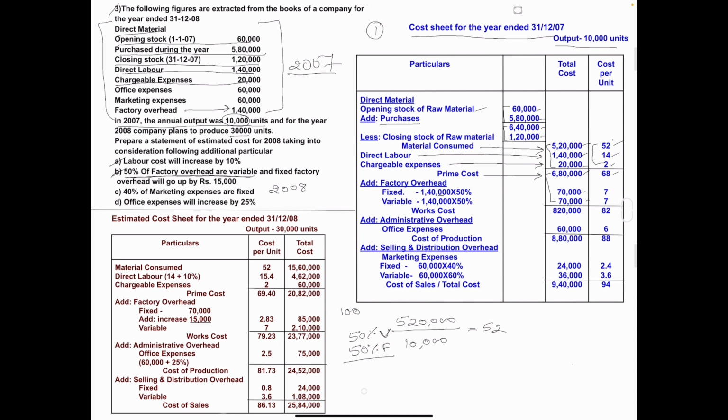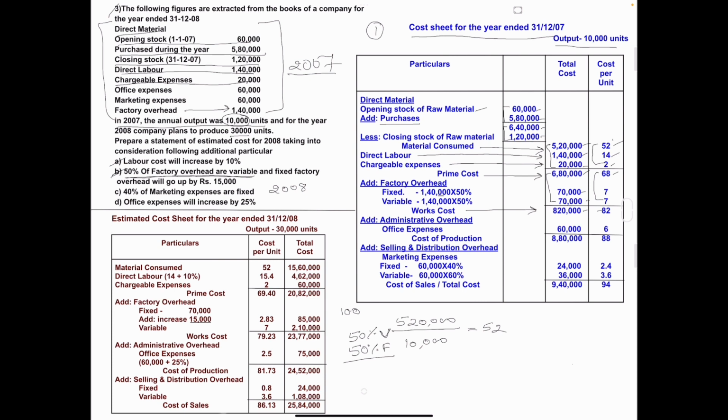Add these three amounts. 6,80,000 plus 70,000 plus 70,000. Total is 8,20,000. Here 68 plus 7 plus 7, total 82. And this is called works cost.